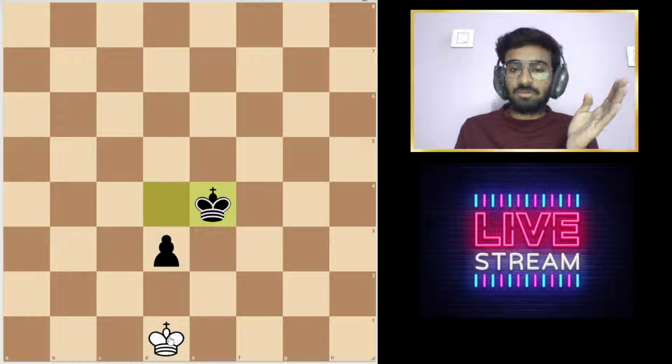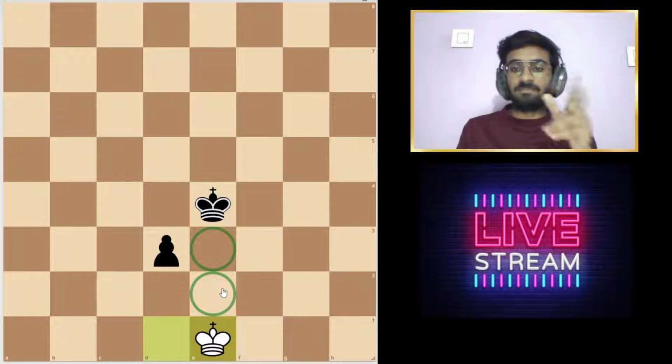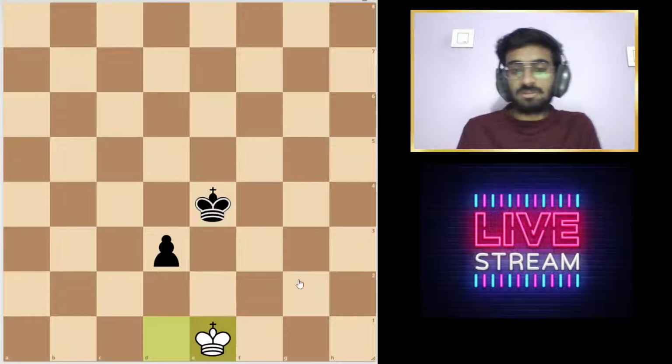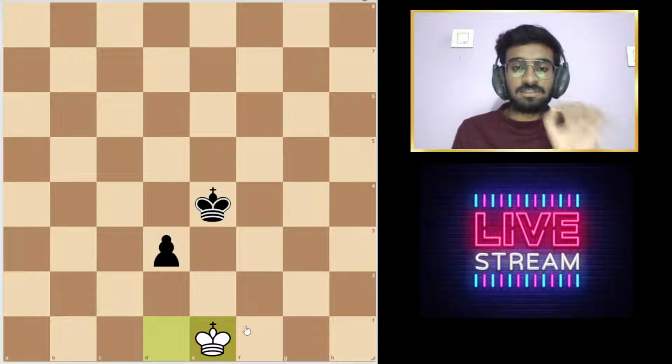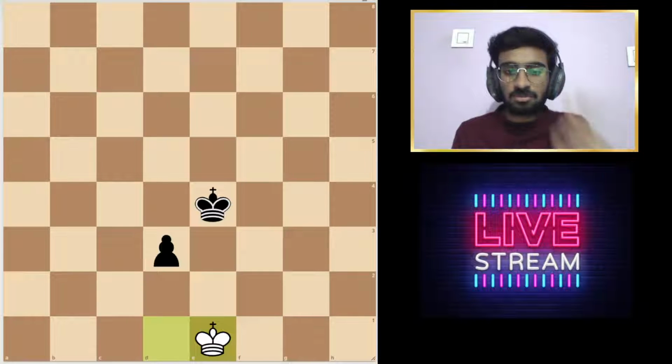And now if you go king to e1, you are thinking of going in front, but this is not the opposition because this is a two squares gap. I have just told you the opposition is when there is a one square gap. Only then will it be considered the opposition. If it's a two squares gap, it's not the opposition.